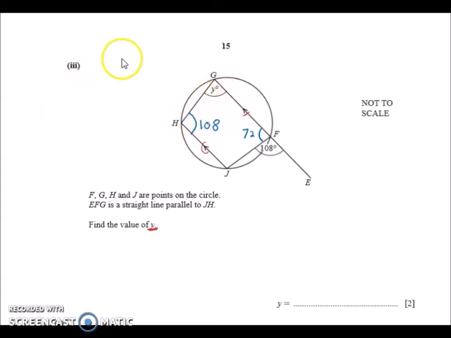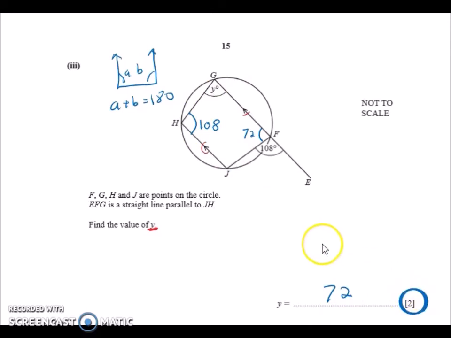So both of them we are using this formula: A plus B, you got 180. So the y will be 72. This is your 2 marks. Okay, we move on with the next question.